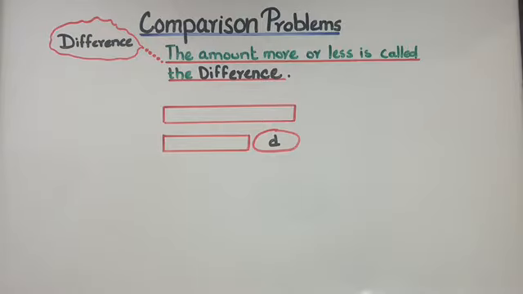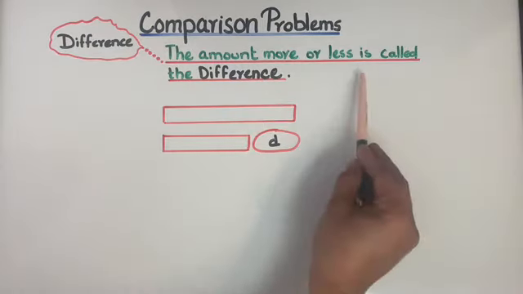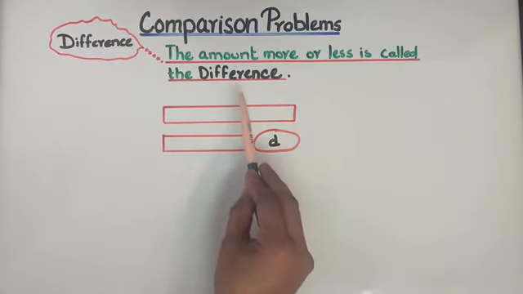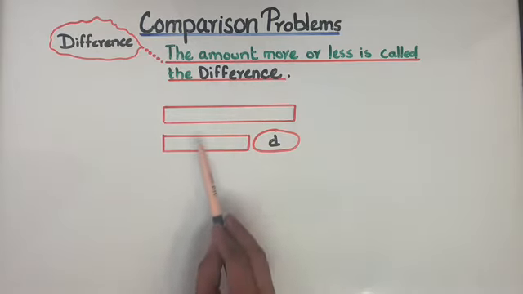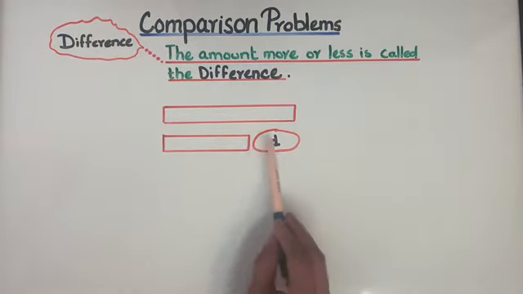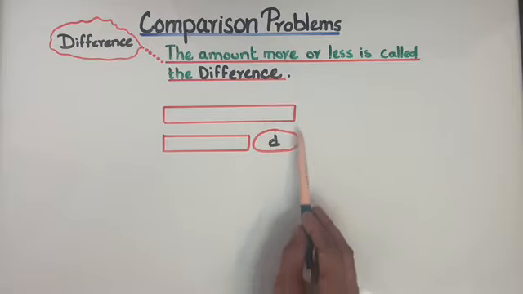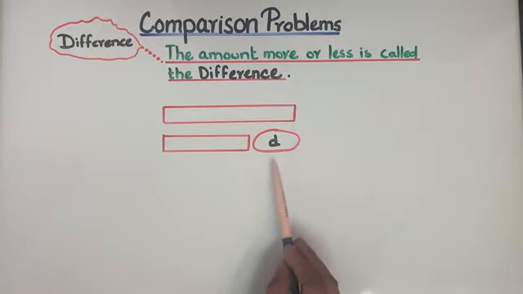In today's lesson, we will compare by using addition and subtraction, and we will also solve multiple problems and find how much more or how much less one amount is than another. The amount more or less is called the difference. Comparison bars can help us to show which is more, and I'm going to use this oval to show the difference.